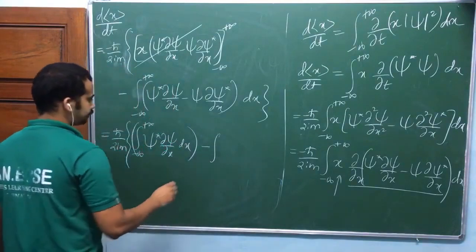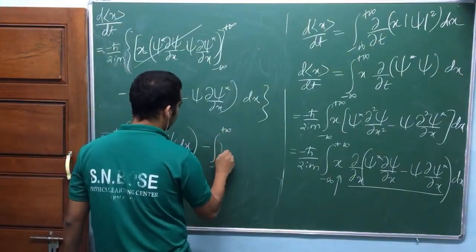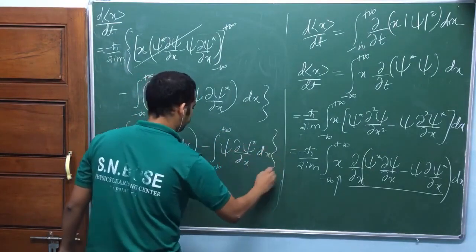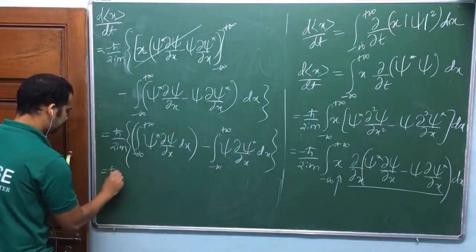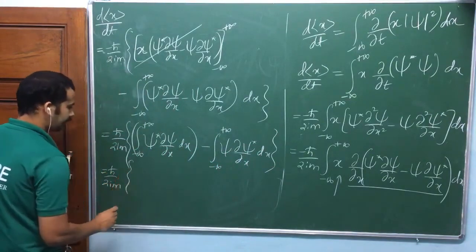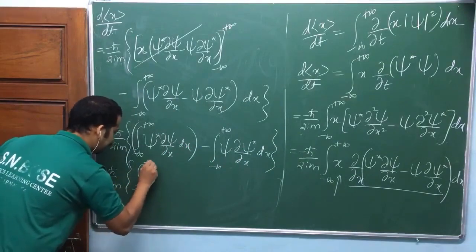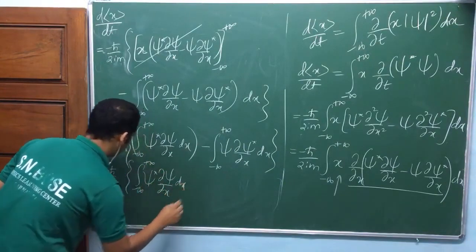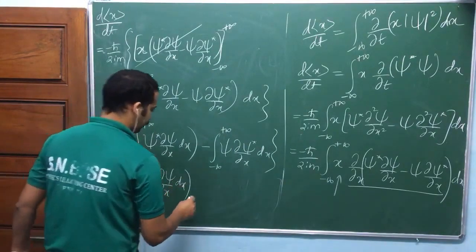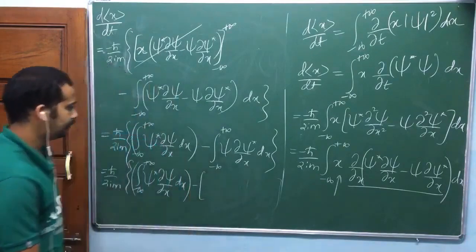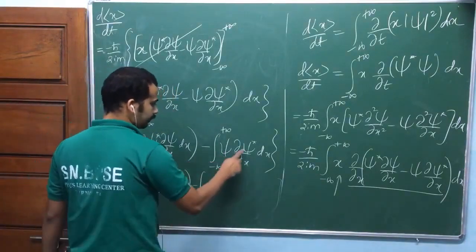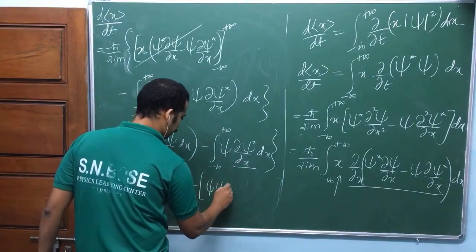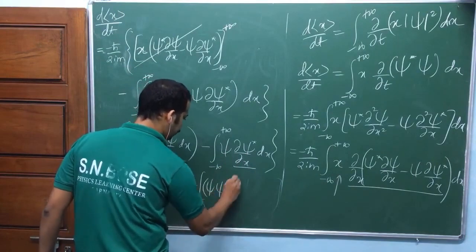Integration of minus infinity to plus infinity. I'll write one more step. Psi into dou psi star by dou x into dx, okay? I'll do integration by parts here. h bar by 2im, look at here, minus infinity to plus infinity, psi star dou psi by dou x dx, okay? First term. So in that one, look at here, I'll put it into a bracket again. First function into integration of second function. I'll take this derivative as the second function. So psi into psi star running from minus infinity to plus infinity.